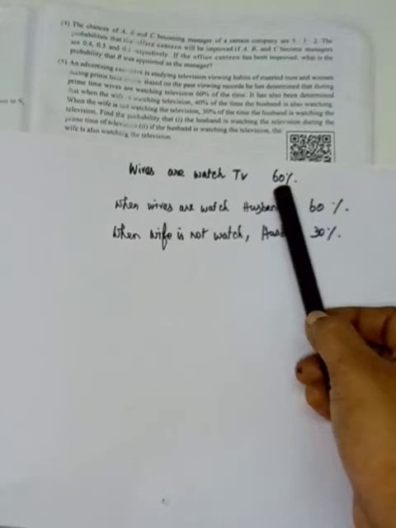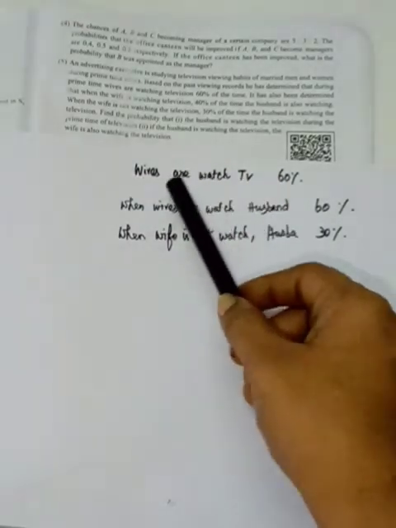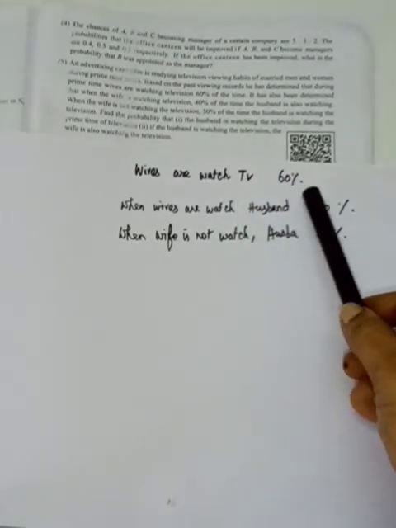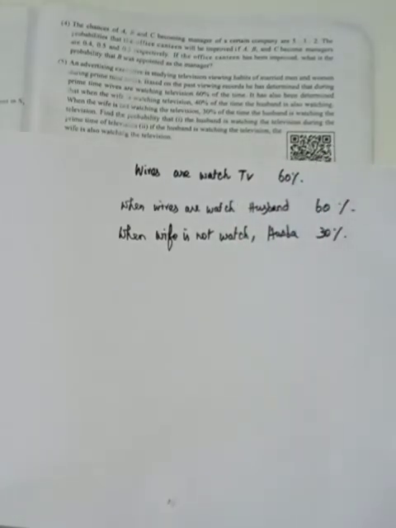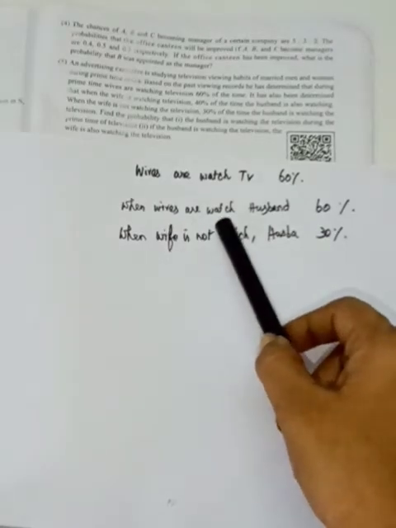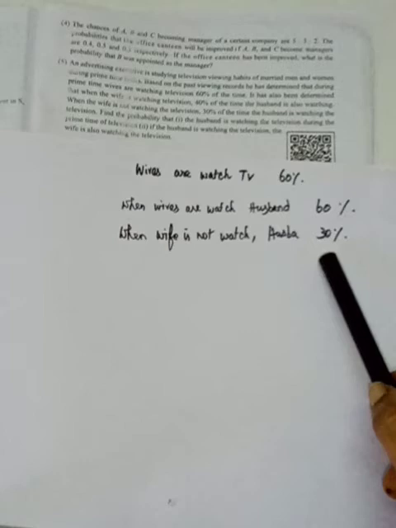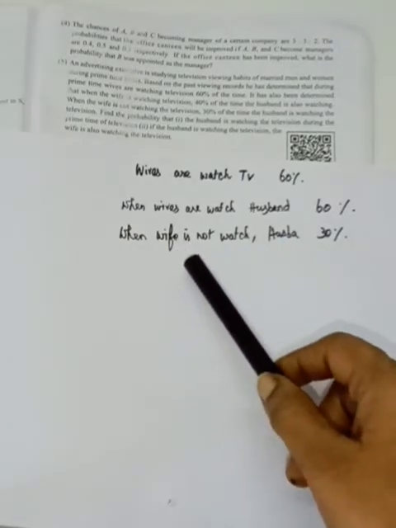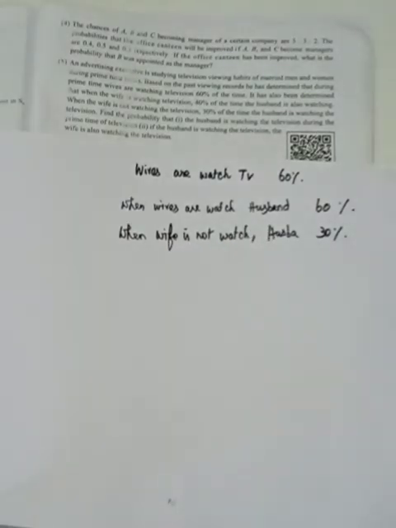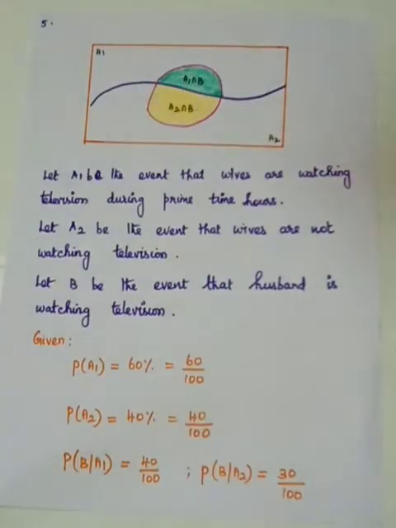It is 40%. So we have to take from this one result. Wives are watching TV 60% of the time means wives are not watching the TV 40%, isn't it? And what is this 60%? When wives are watching, husbands are also watching. The 30% is given when the wife is not watching, the husband is watching the television. Okay, so here we have to denote the events.